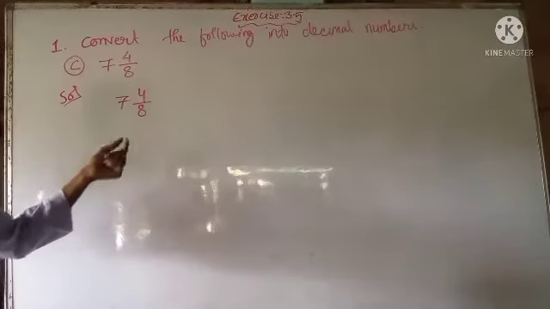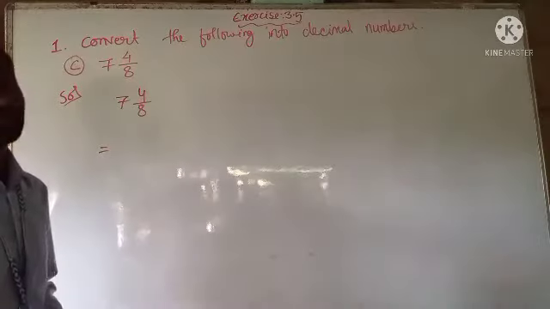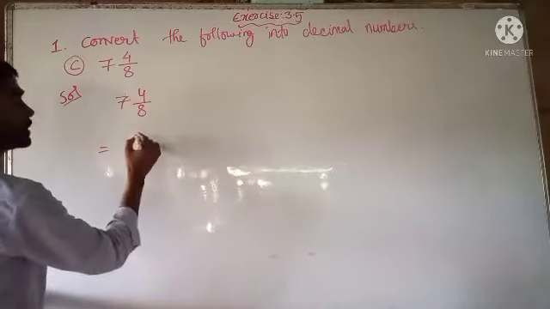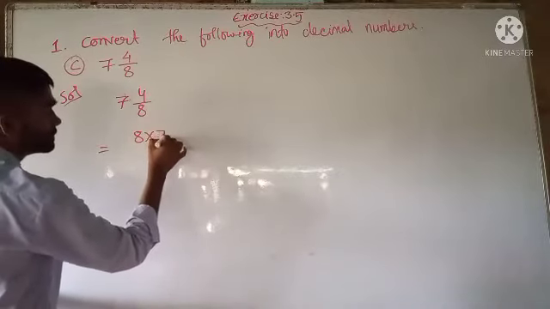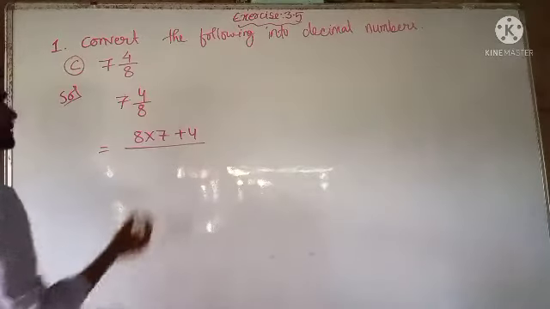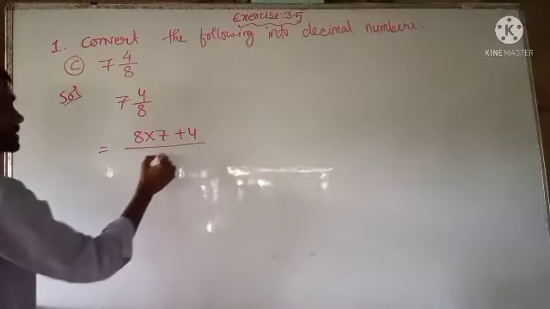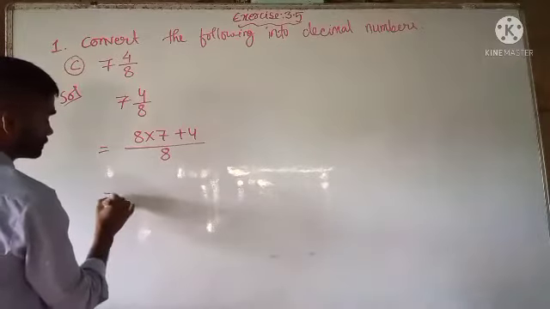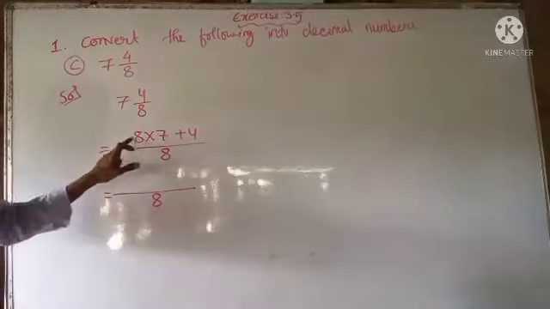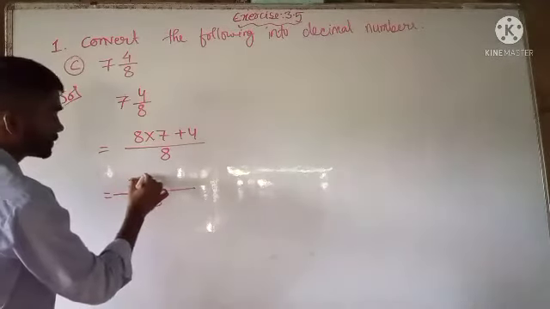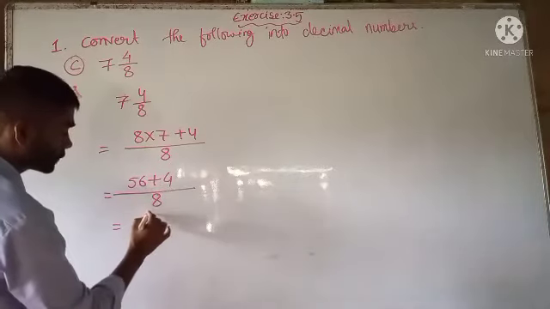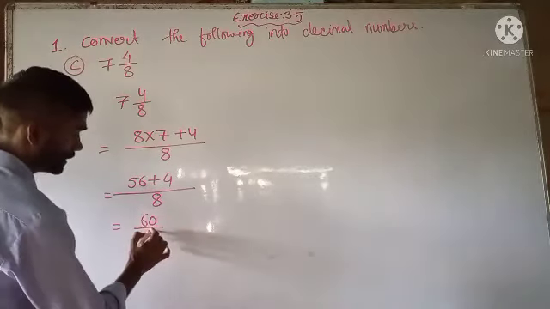It is a mixed fraction. So we will convert this mixed fraction into an improper fraction. How we can convert is, we will multiply this 8 with 7, 8 into 7 plus 4. The denominator we will write the same as it is, that is 8. Now 8 into 7 is 56, plus 4, so we get here 60 by 8.